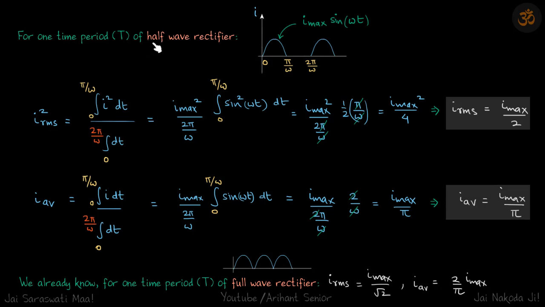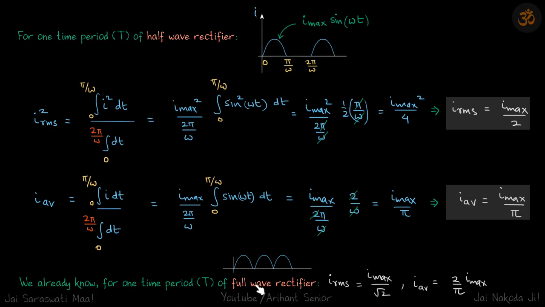So to solve this problem, let's see what the IRMS and I average are for a half wave rectifier. We already know that for a full wave rectifier, IRMS is I max by root 2 and I average is 2 by pi times I max. Now let's calculate IRMS and I average for half wave.